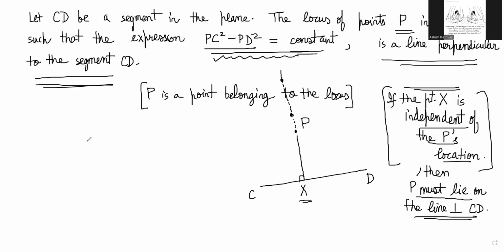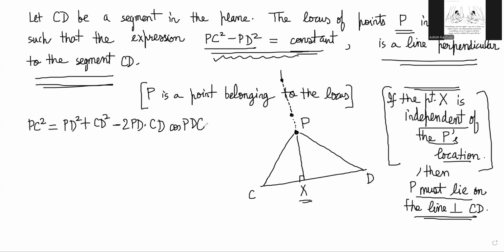Now it is easy from here, because now what we will do is calculate PC square. So let's see PC square by cosine rule here. Let's make a triangle like this. In triangle PDC, it will be PD square plus CD square minus 2 PD into CD cos PDC, right? Yes, sir. That's the cosine rule.